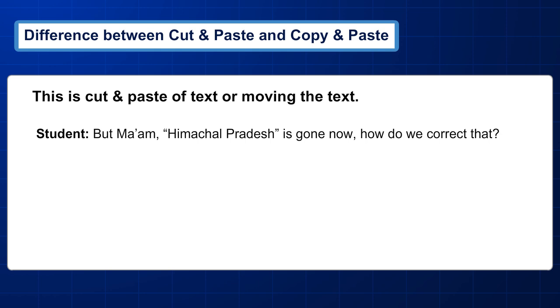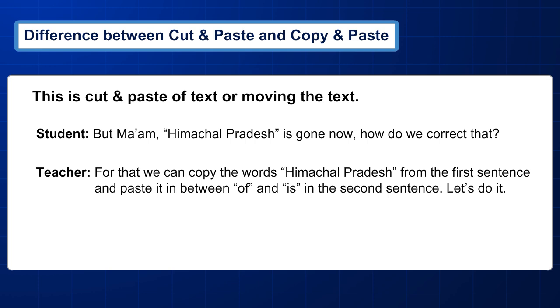Student: But ma'am, Himachal Pradesh is gone now. How do we correct that? Teacher: For that we copy the words Himachal Pradesh from the first sentence and paste it in between "of" and "is" in the second sentence. Let's do it.